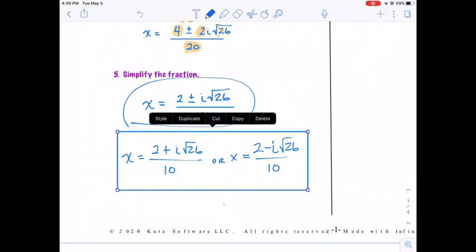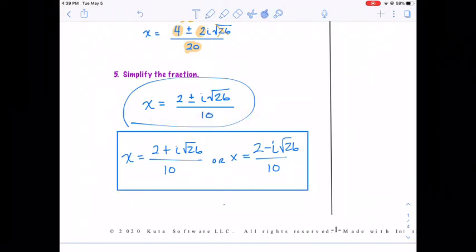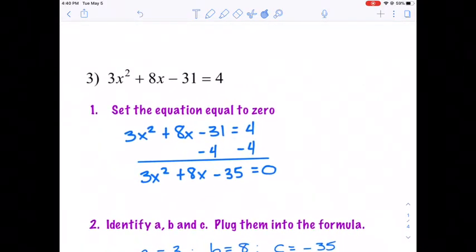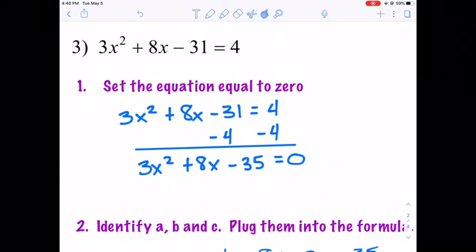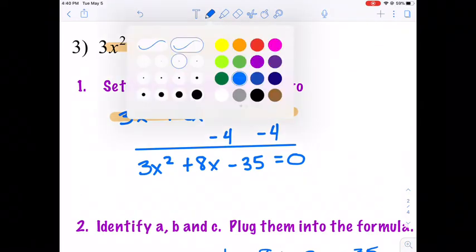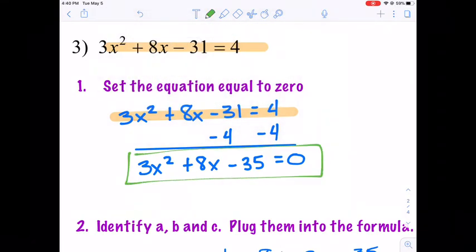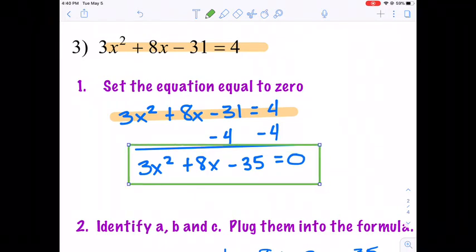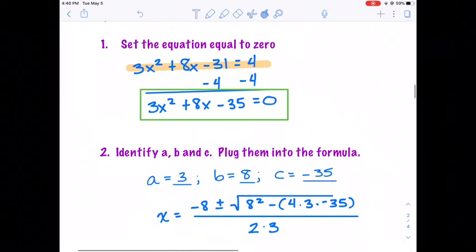The one with the plus or minus sign is fine, or you can separate them out into the two fractions. I also want to do number 3 as an example. So step 1, I set the equation equal to 0, took that whole equation, subtracted the 4 from both sides, which gave me my new equation to work with: 3x squared plus 8x minus 35 equals 0. It's very, very essential to have it equal 0 before you start plugging numbers into the quadratic formula. So now I'm going to identify a, b, and c and plug them into the formula.